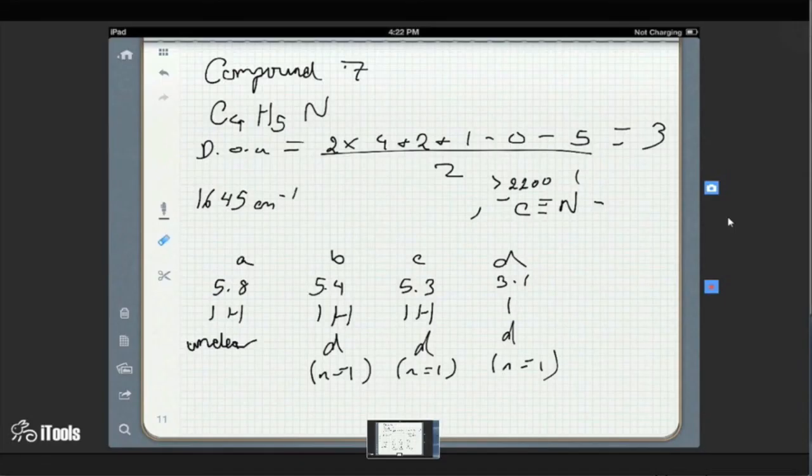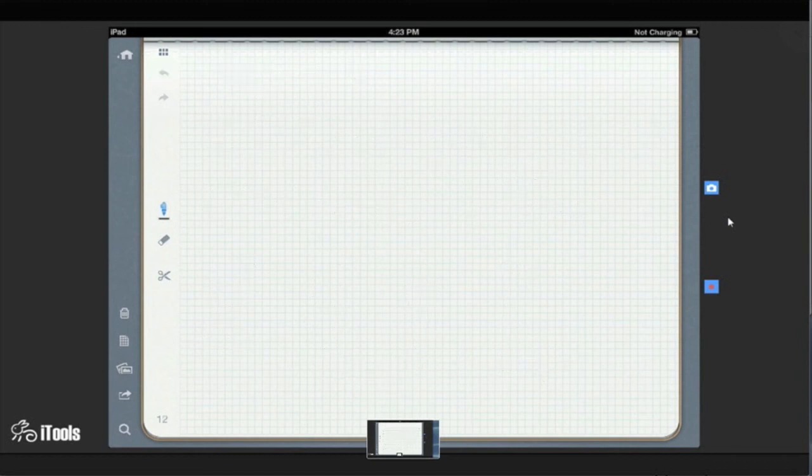So each of these H's has to be in a different environment because it's 5.8, 5.4, 5.3. That's consistent with the H's on an alkene being around 4.5 to 6. So we can be pretty sure. I would say that this 2H peak, that's just after 3, so it's probably not the 2 H's on our alkene.